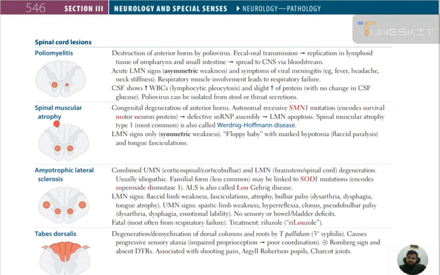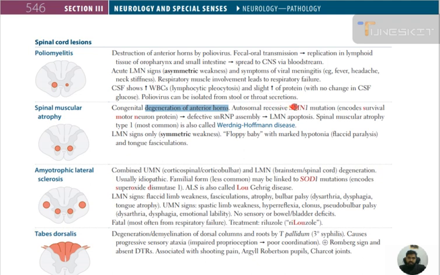So the next is spinal muscular atrophy. It is the congenital degeneration of the anterior horn. As there is no anterior horn, there would be no supply to any muscle, and due to lack of supply, there would be no function in the muscle, and the muscle will get atrophied. So this is spinal muscular atrophy due to congenital degeneration of anterior horns.